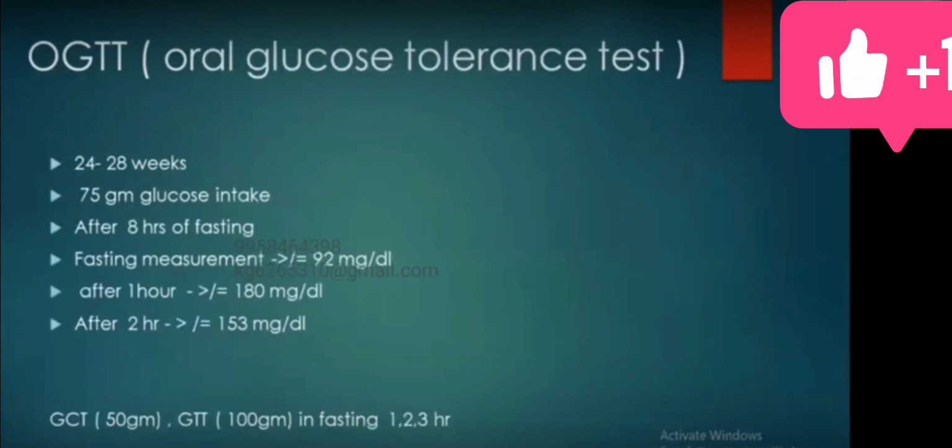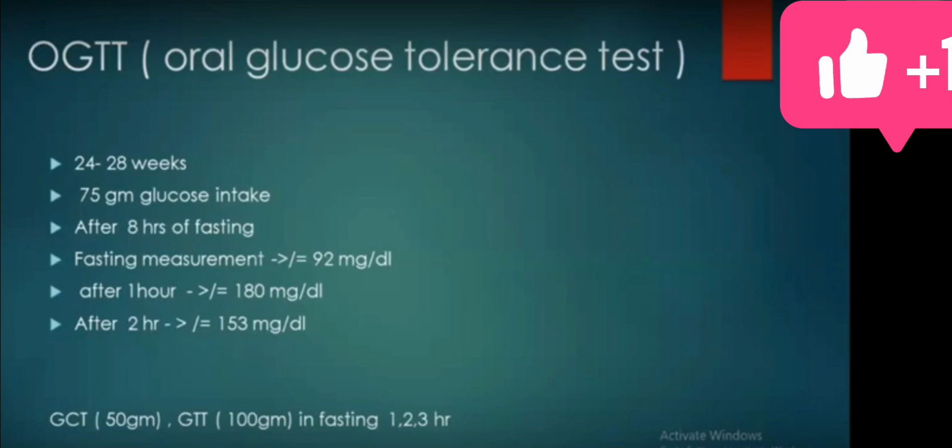So now we will do the oral glucose tolerance test. It is done especially at 24 to 28 weeks. Even if a lady in her first trimester is non-diabetic, there is a chance that she may become diabetic at 24 to 28 weeks. So in such patients, we have to screen all of them.